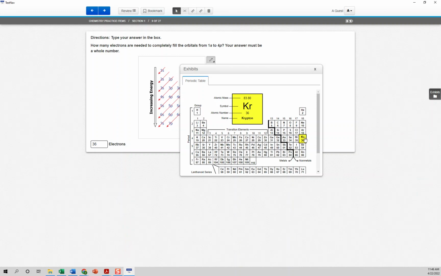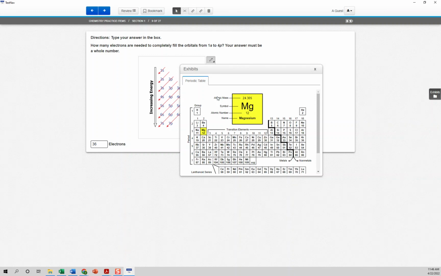It's going to be 36 spaces, so that means 36 electrons. So if this had said 1s through 3d, remember row 4, but when we get to the D block, this is 3d. So if we go to the end of 3d, 30 electrons. If it had said 1s all the way to 3s, find row 3, sublevel S, go to the end, 12 electrons.